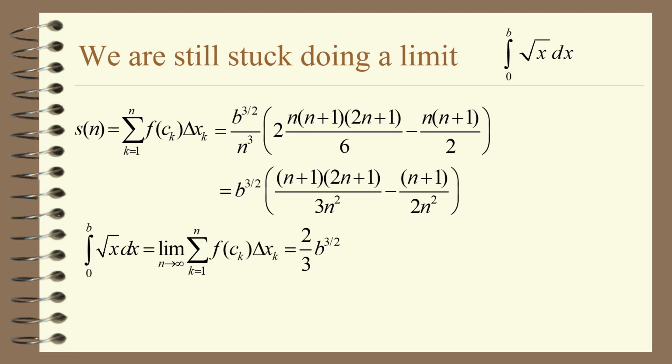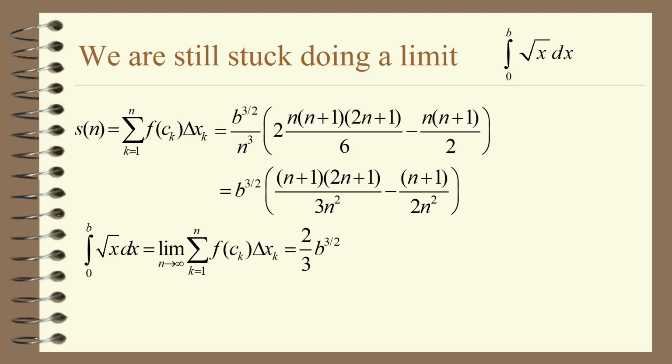But if you look at those two different fractions, the first fraction, n plus 1 times 2n plus 1 over 3n squared, in the limit, just use L'Hopital's rule twice, you get 2/3. And the second fraction, n plus 1 over 2n squared, if you use L'Hopital's rule twice or once, you'll see that the limit is 0. So then in the limit, the answer must be 2/3 times b to the 3/2 power.